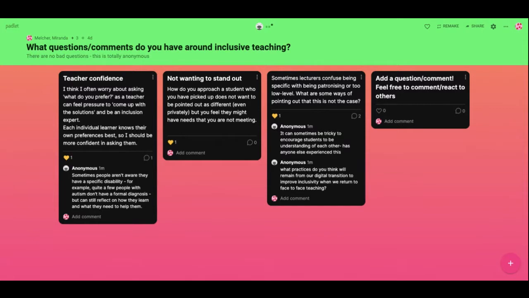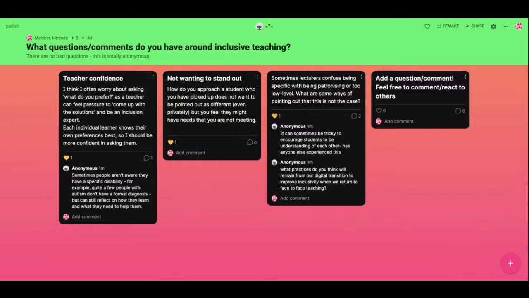What practices do you think will remain from our digital transition to improve inclusivity when we return to face-to-face teaching? Not to be a total downer, but I'm actually not particularly optimistic that the inclusive improvements we've made in the last year will actually stay, unfortunately. But I do think it depends quite significantly institution by institution. So maybe there are areas for optimism.